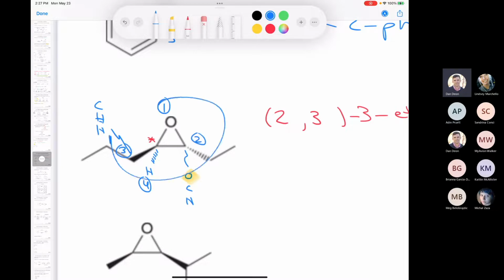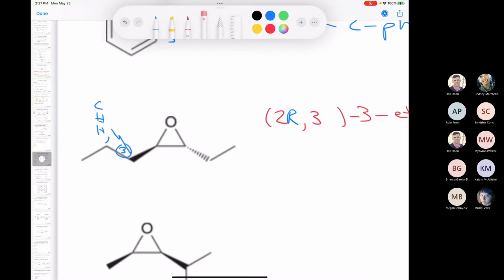So we're going like this, which is clockwise. So it's 2R. And then for the second stereocenter, let's highlight that one. So we'll put this here. This is our highest priority group. We have our hydrogen coming out in front.